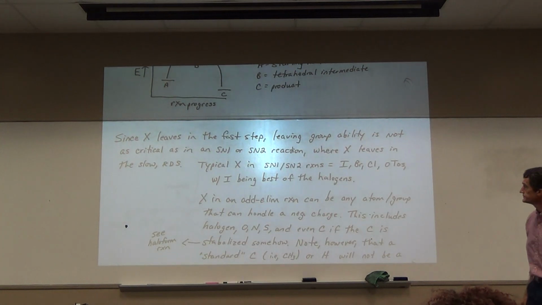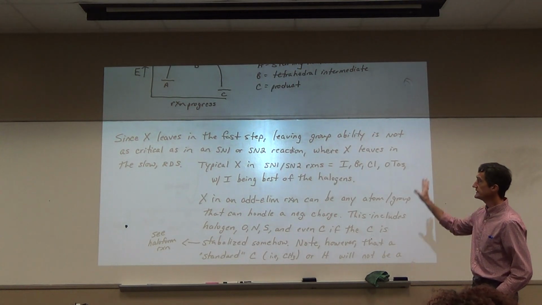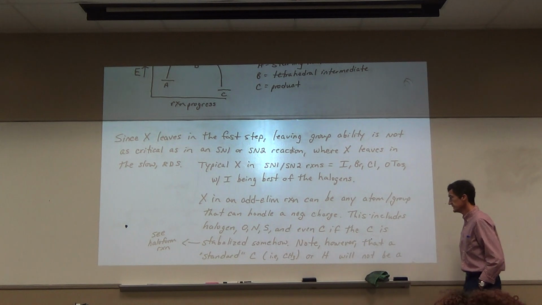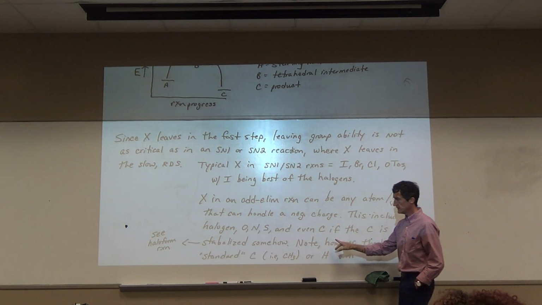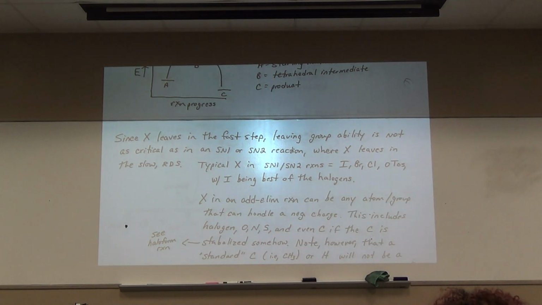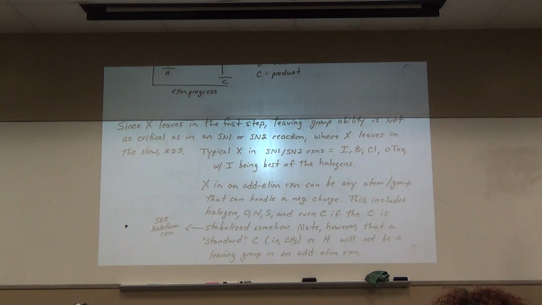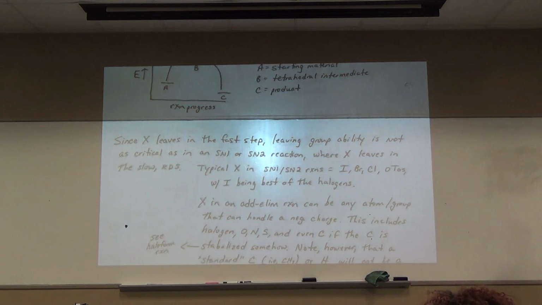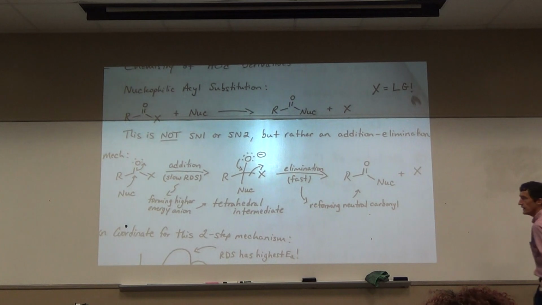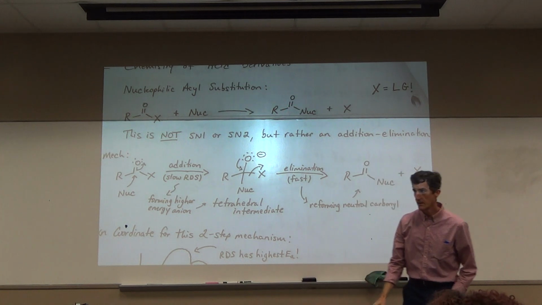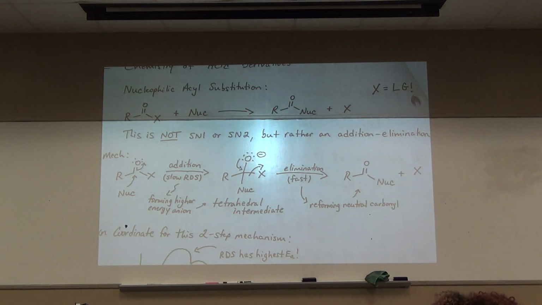Discussion of leaving groups. Lots of things can leave carbonyls: oxygen, nitrogen, sulfur, even carbon, if the carbon is stabilized somehow, such as in the haloform reaction. You are not going to eliminate a standard alkyl group like methyl, or hydrogen. X can be a variety of things, but it's not going to be a plain carbon group or hydrogen. But if you've ever seen CX3 minus before, it can leave in this type of mechanism in a fast step.